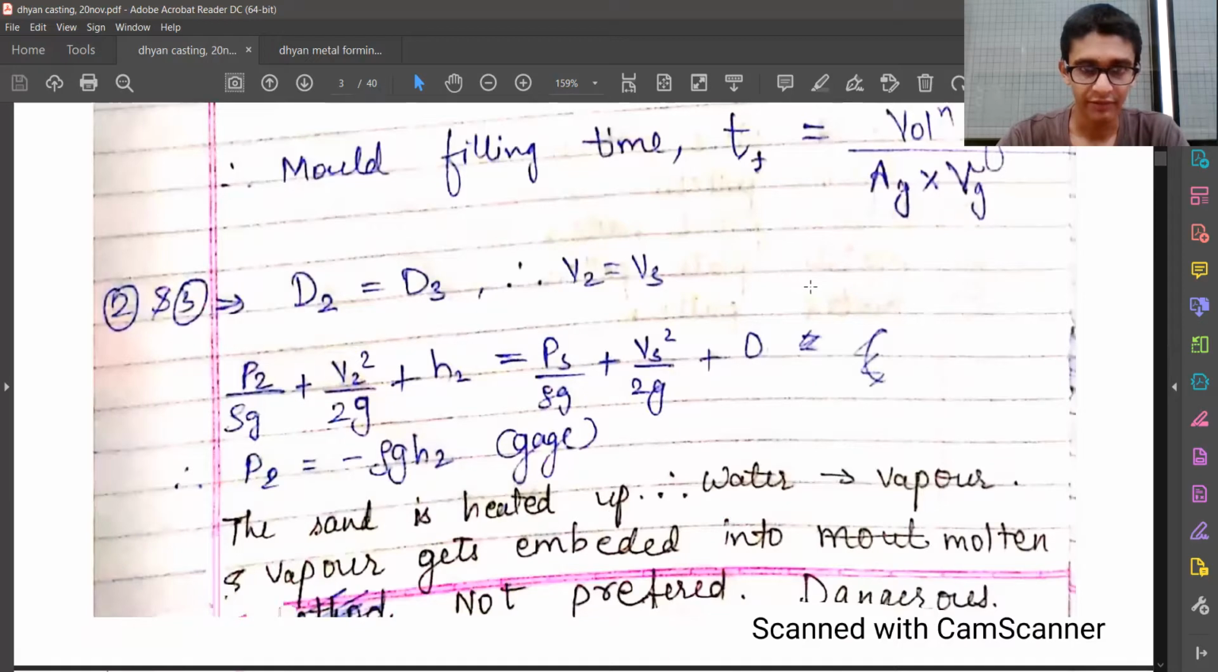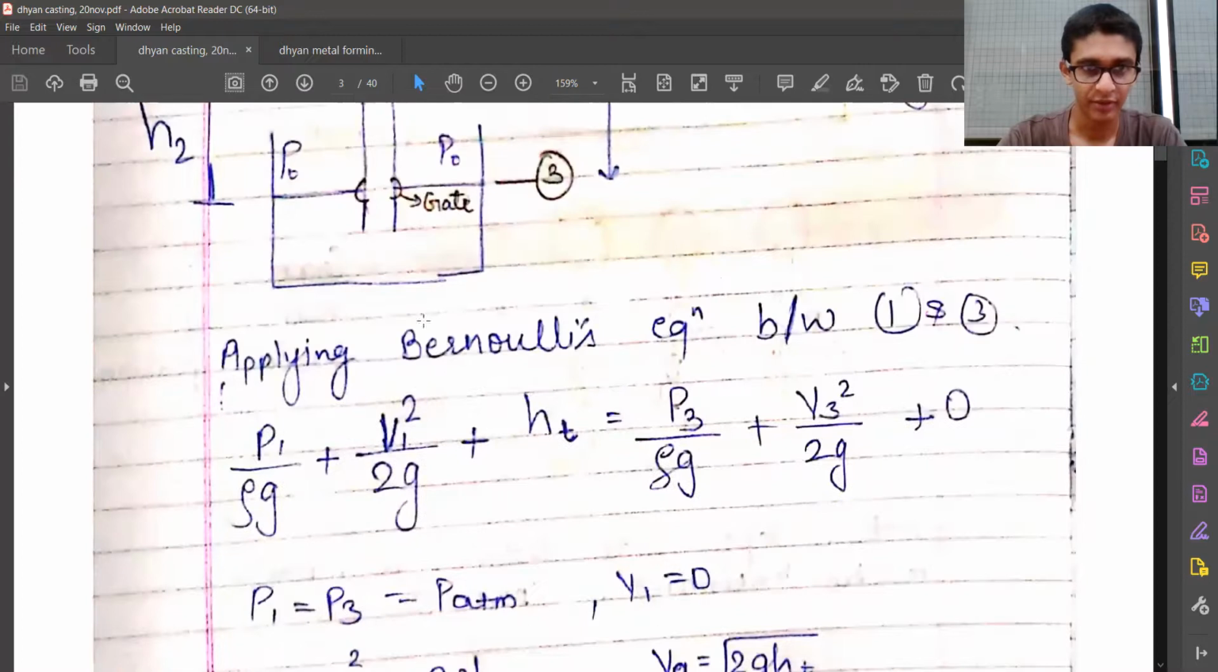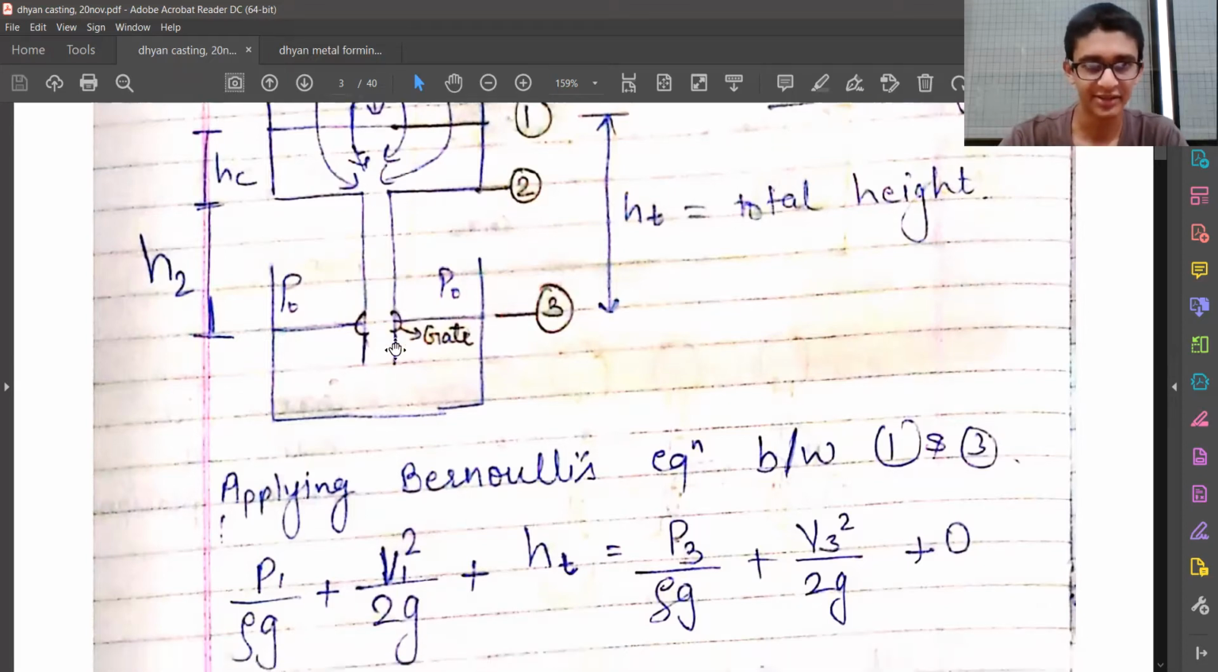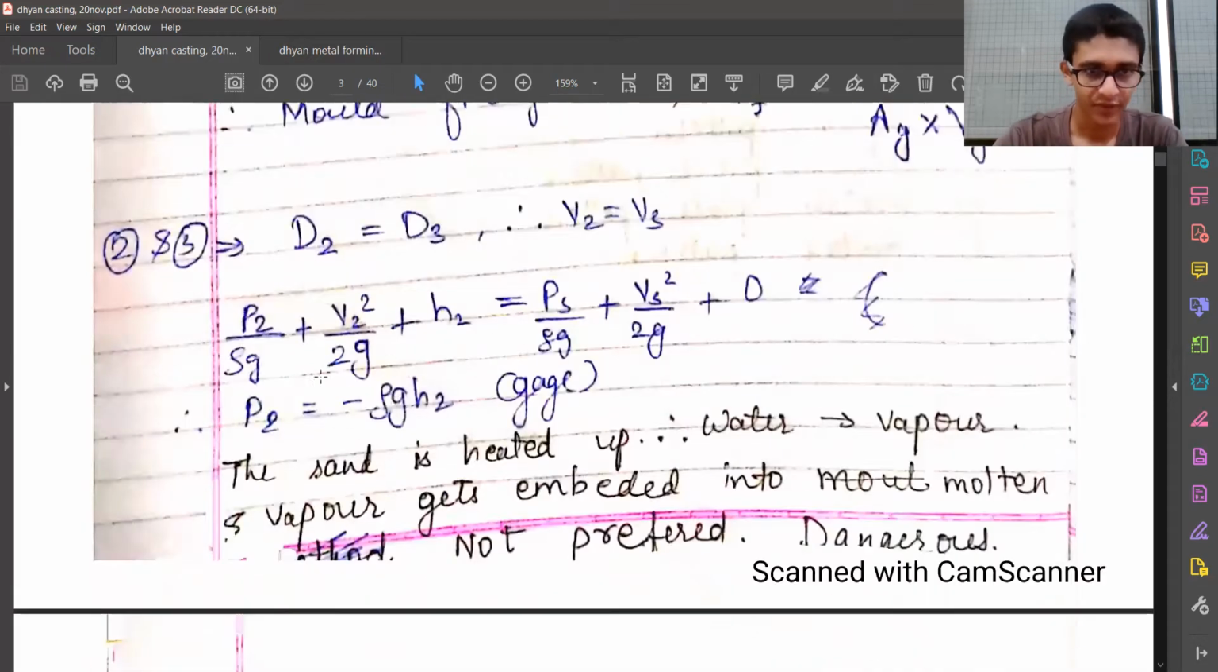Because A1 V1 is equal to A2 V2. That is the continuity of mass. The mass which is flowing at location 2 is equal to the mass flowing at location 3, because it's not going anywhere else. And since the mass flow is area into velocity, since the areas are equal, the velocity must be equal. That's how I'm going to claim that.